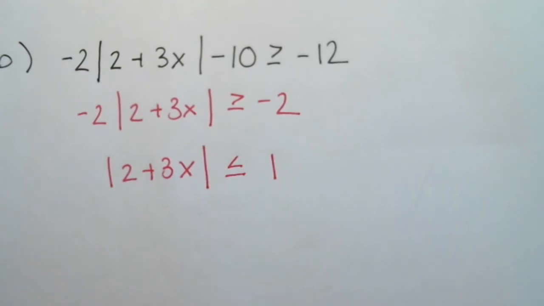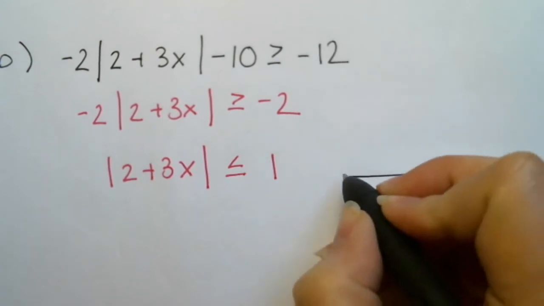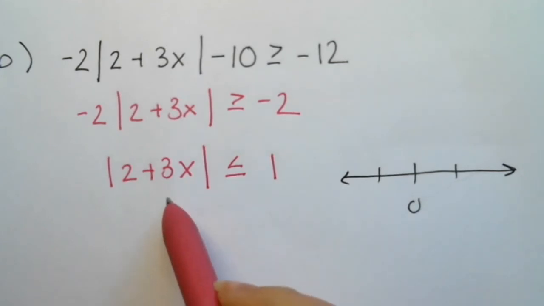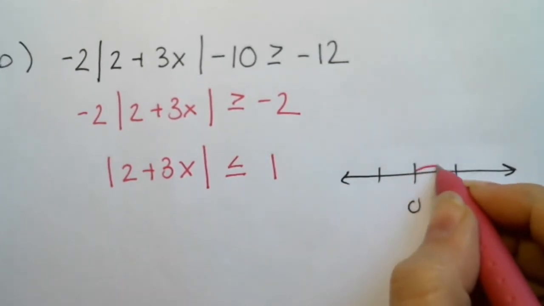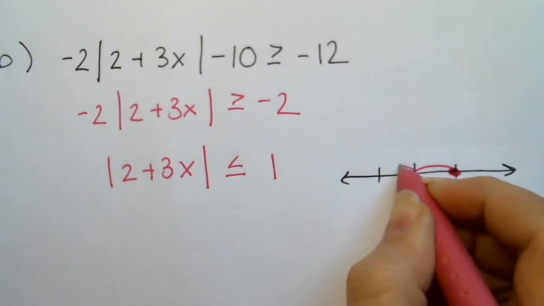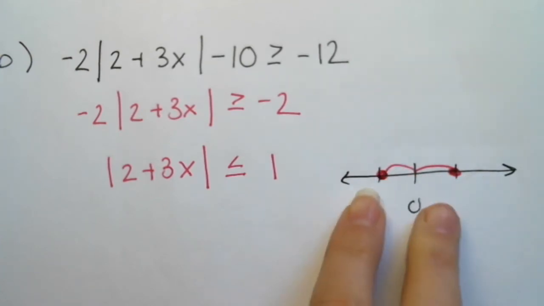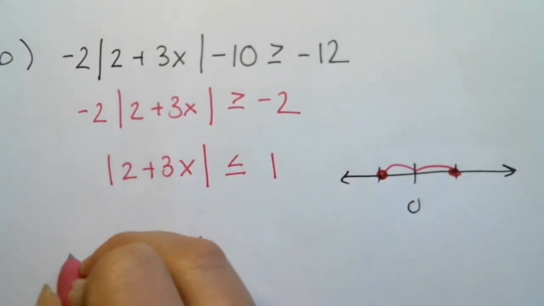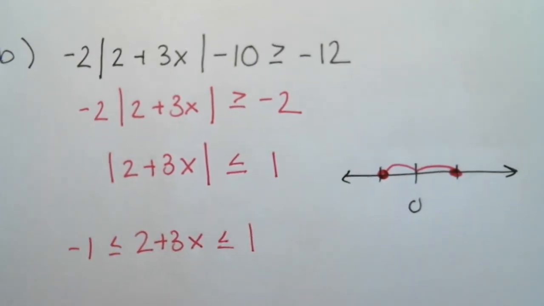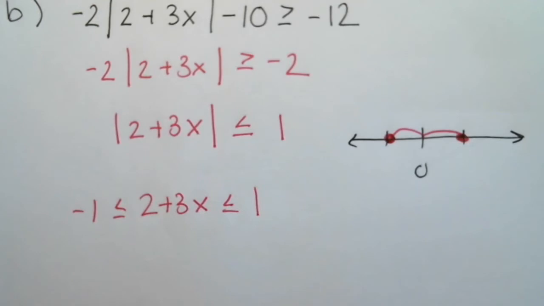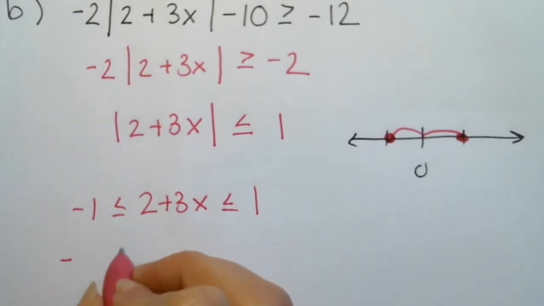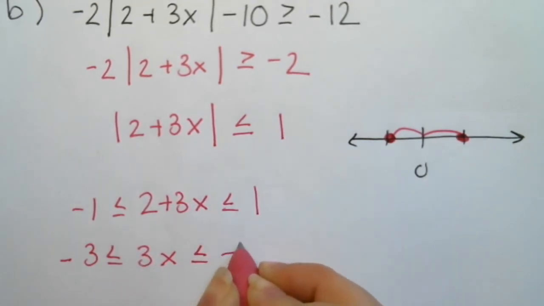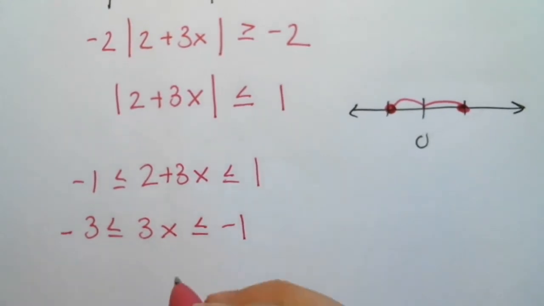All right. So I'm going to imagine the number line. Now this number has absolute value less than 1, meaning I'm moving less than 1 unit away. So I can see that my number is between -1 and 1. And now I'm going to finish solving this. So I'm going to subtract 2, sorry. And then I'm going to divide by 3.